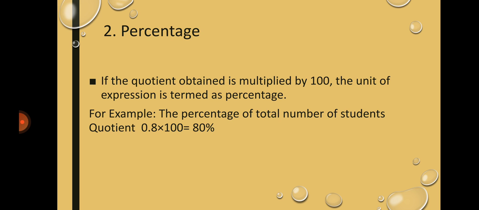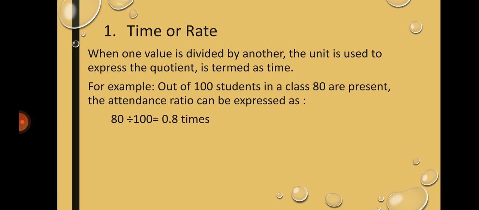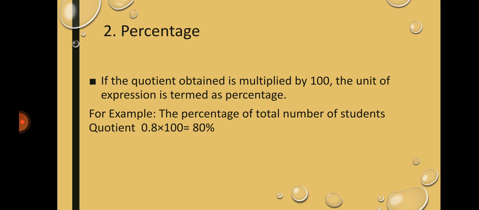For example, the same example we are continuing here, by which you will understand. The percentage of total number of students present is the quotient, that is the number of students present in the class, 0.8 into 100. Now here we have calculated the time rate, which is 0.8 times. Now we have to find it in the form of percentage. So 80 students were present out of 100, so 80 divided by 100, or 0.8 into 100, which is equal to 80%.